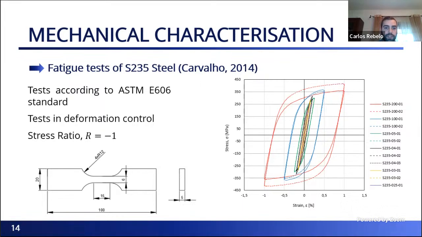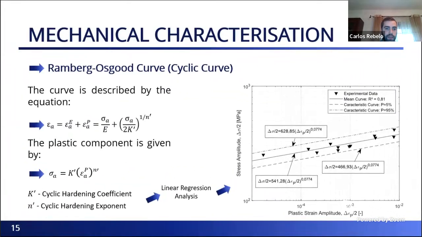The values of stress amplitude and maximum stress, percentage of plastic and elastic deformation, and of course, the number of cycles until failure were obtained. With this data, it was possible to determine the cyclic curve of the material. It is described by the Ramberg-Osgood curve presented here. The coefficients n and k correspond to the exponent and coefficient of cyclic hardening, respectively.